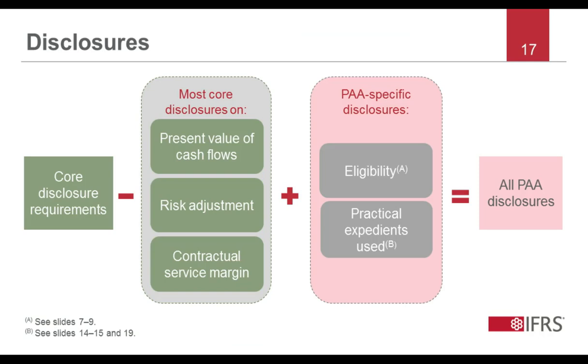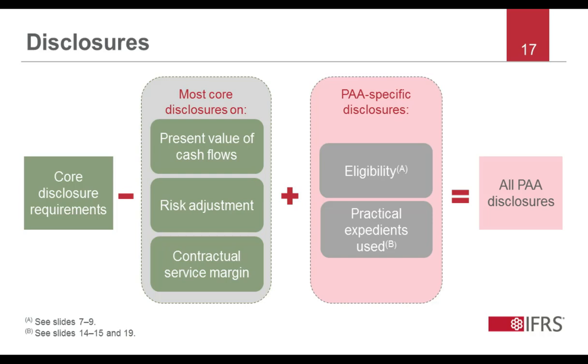Moving from the financial statements themselves to the disclosures, IFRS 17 prescribes a set of disclosures to be provided under the simplified accounting. For contracts accounted for using the simplified approach, the entity will not report all the disclosures that apply to contracts accounted using the core requirements.